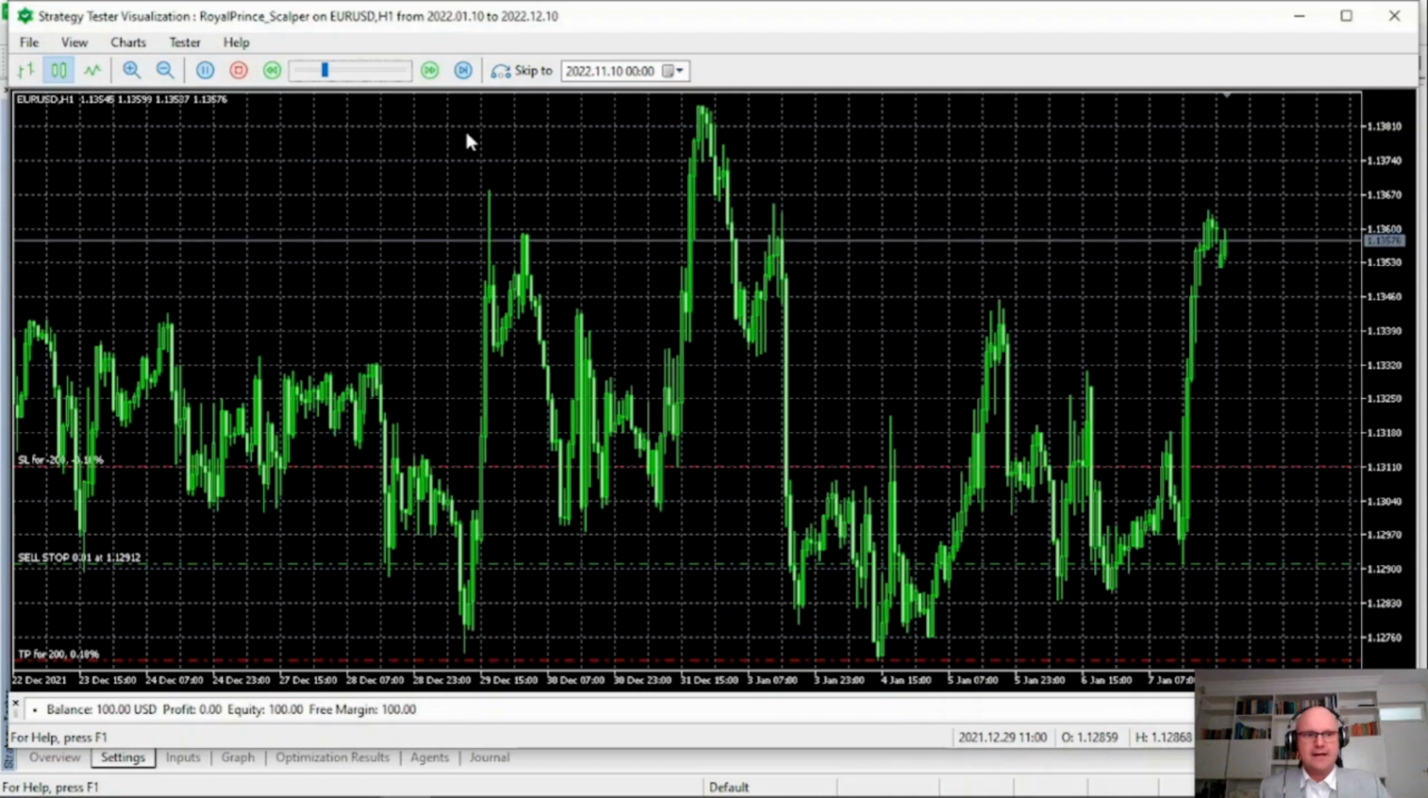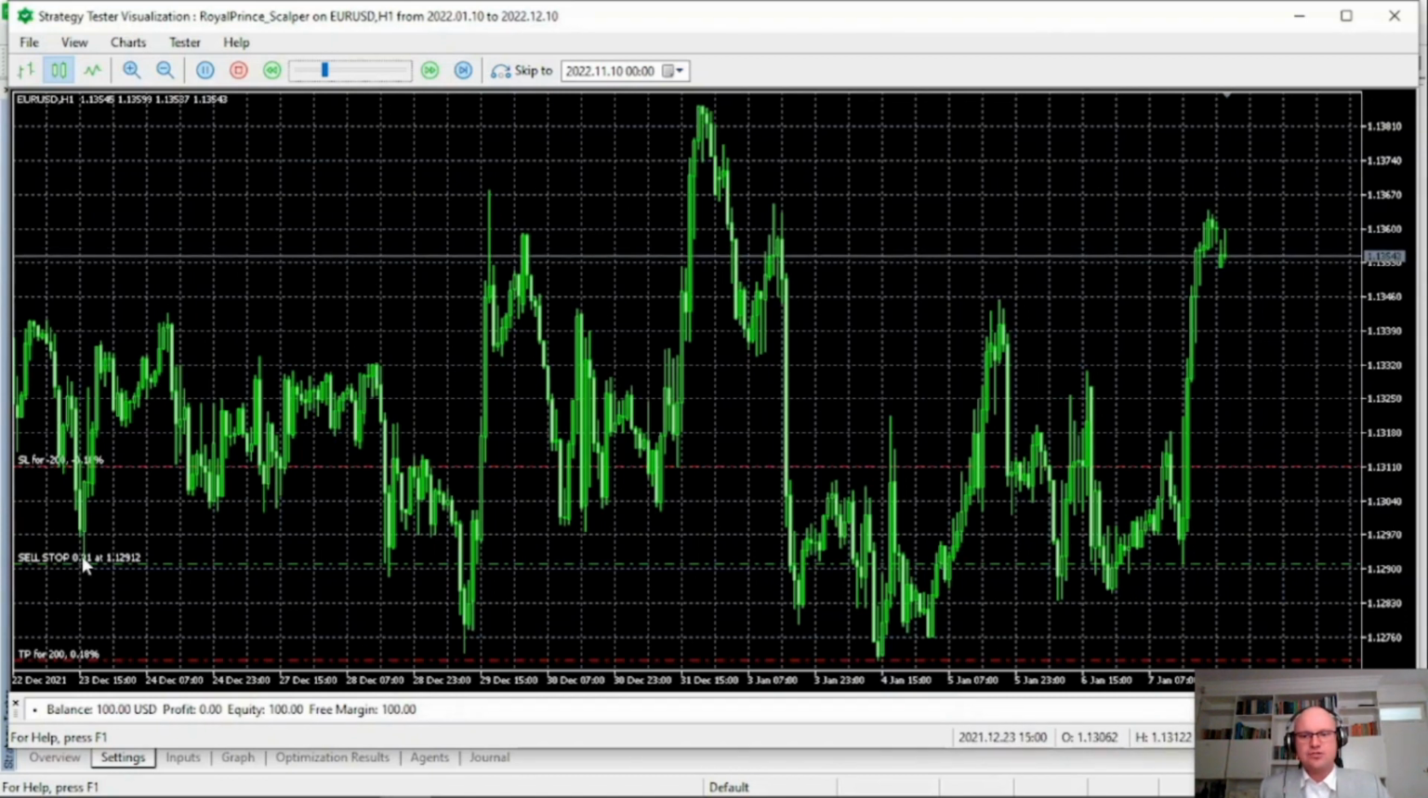Remember, on the hourly time frame, each candle represents an hour, so there will be quite a long waiting period between trades. I see that the bot is using a pending order in the form of a sell stop, and on default it has a 200-point stop loss and a 200-point take profit.